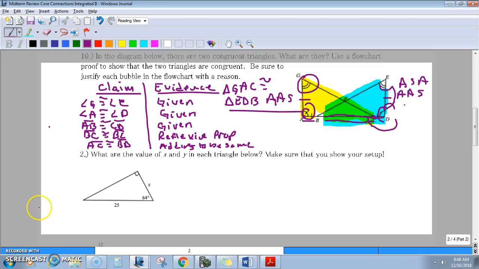All right, this next question: what is the value of x and y in each triangle below? This first triangle is going to have a question like it on the test. I'm going to make it extra credit because we didn't get this far in chapter 4 yet, but it is going to be on the test, so you might want to try to do this one and get that extra credit point.